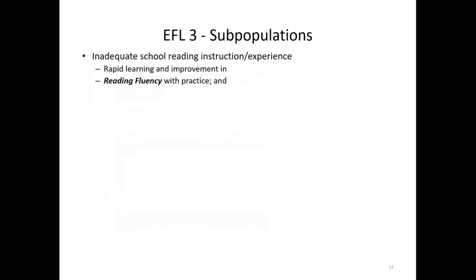So the first group I'd like to bring your attention to is any adult learner who's had inadequate school reading instruction or experience. And again, there are a zillion different reasons this might have happened. They may have liked school, but they couldn't attend. They may have had motivation issues. The quality of the instruction they got might not have been adequate. But what you might see with them is rapid learning and improvement in level 3 reading fluency with a lot of practice, and a slow, steady increase in their vocabulary, morphology knowledge, and text processing.